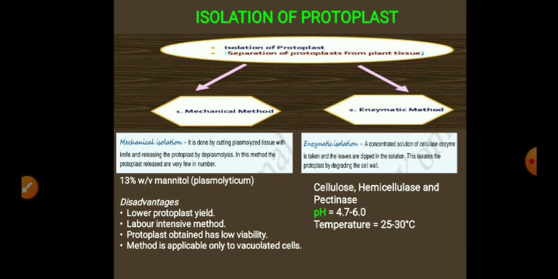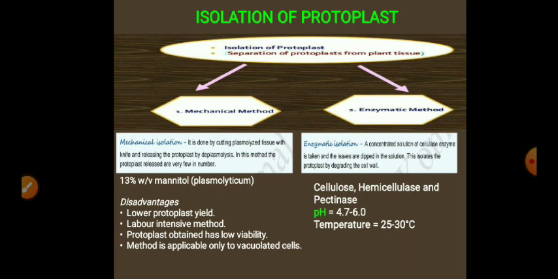We are trying to rupture the plant cell wall, right? So when we rupture the cell wall, what will happen? Due to the pressure we give, the protoplasts also will be broken down. So the yield of the protoplast by the mechanical method is less, and it has certain disadvantages. One is lower protoplast yield. Second, it is labor intensive. Third, the viability of the protoplast is low.